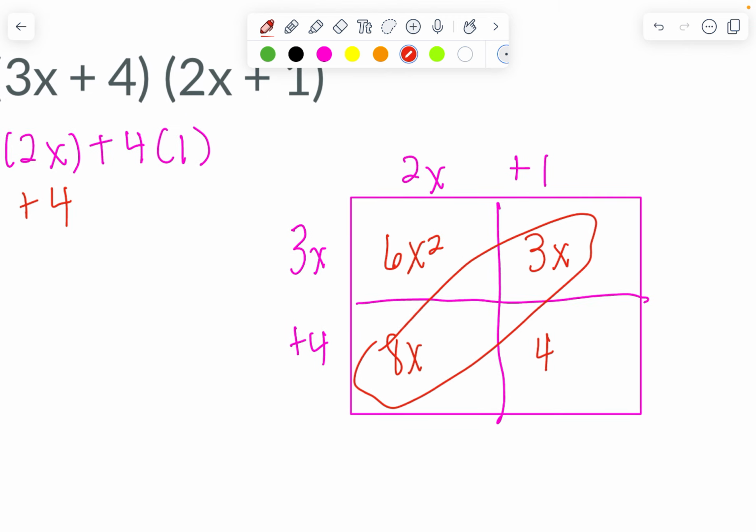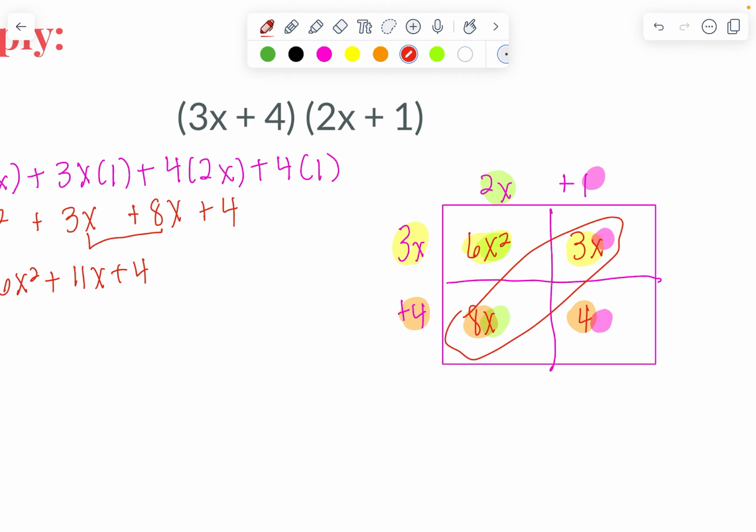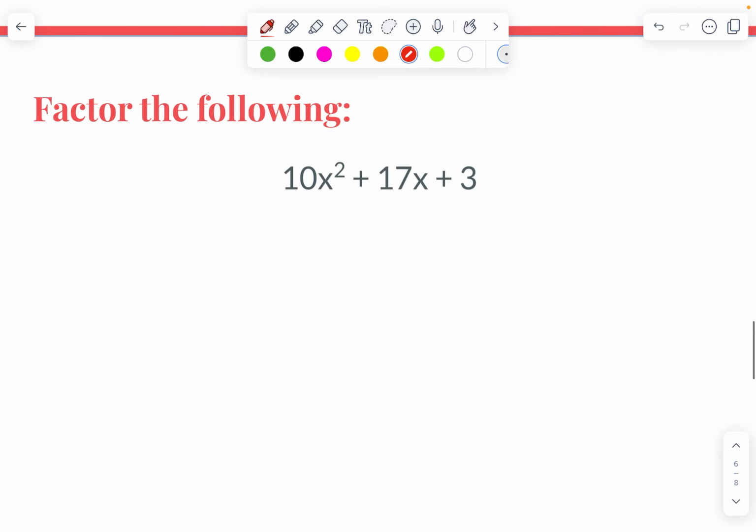Now, if we look here and we find the GCF of each row and each column, the GCF of 6x squared and 3x is 3x. The GCF of 8x and 4 is 4. The GCF of 6x squared and 8x is 2x. And the GCF of 3x and 4 is 1. So if you look here, the outer part is the GCF of the inner part. We're going to use that fact to help us factor these.